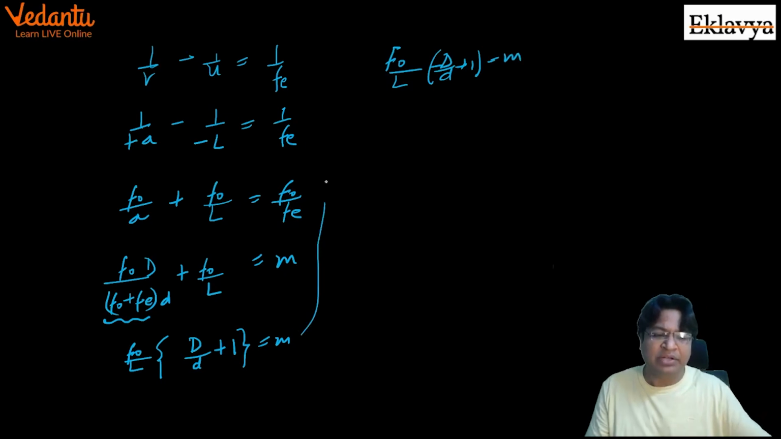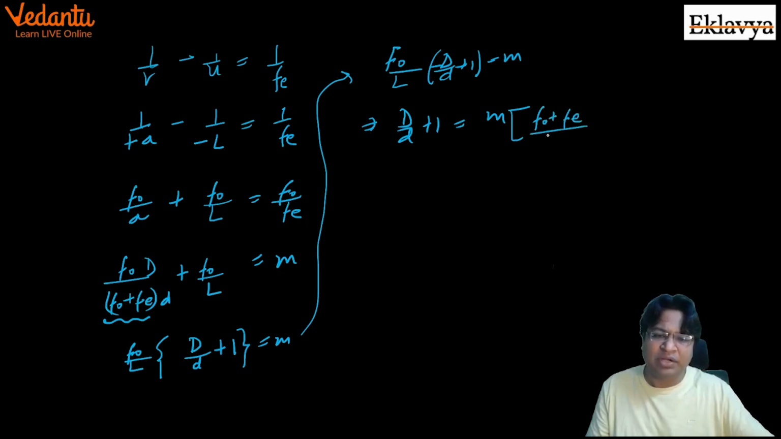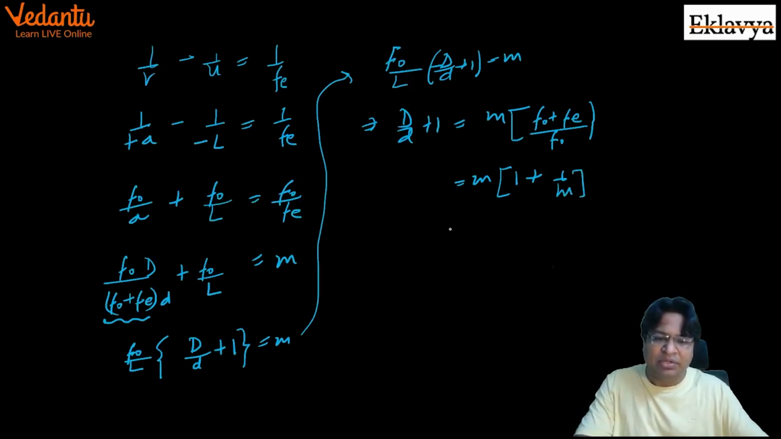I've rewritten this equation here. Now take this on the other side. So capital D by d plus 1 is equal to M into L by F naught, and L is F naught plus Fe. So this becomes M multiplied by 1 plus Fe by F naught. Fe by F naught is actually 1 by M, so it becomes M plus 1. So this one and this one get cancelled, so M is capital D by small d.